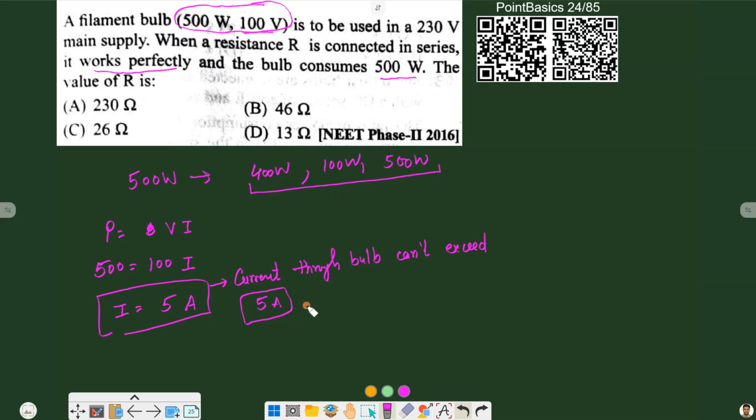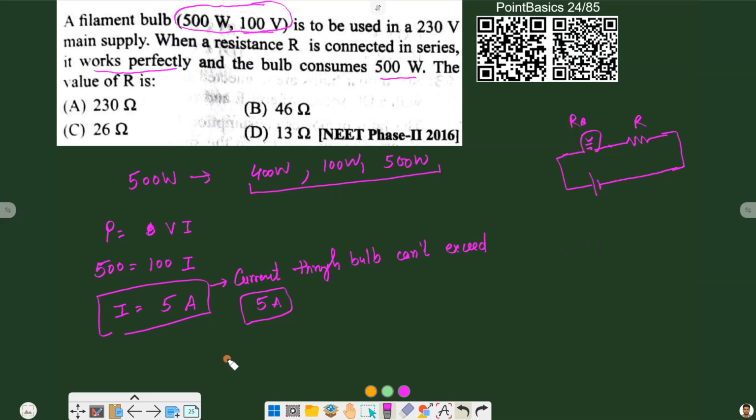So what we will assume here is that the maximum current in this whole circuit, where we have a bulb and a resistance of value R in series with it connected to 230 volts, is 5 ampere. This is our basic setup. Then the value of current in this whole circuit can't exceed 5 ampere. Now to find the current in this circuit, we have to find the total resistance of the circuit. We know the value of the applied resistance is R, and we have to find the resistance of this bulb, that means R bulb.